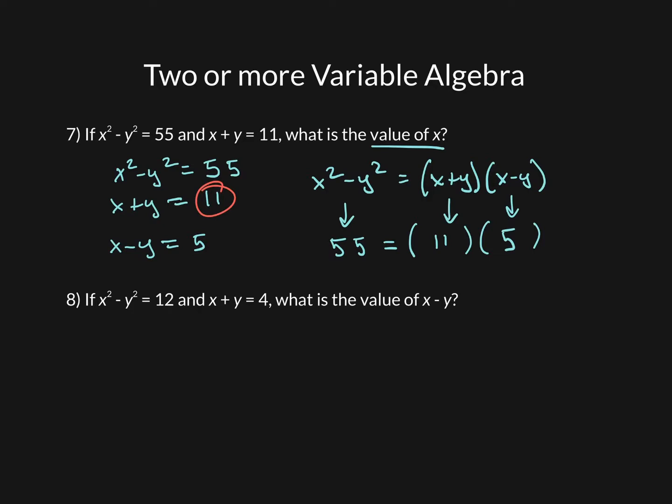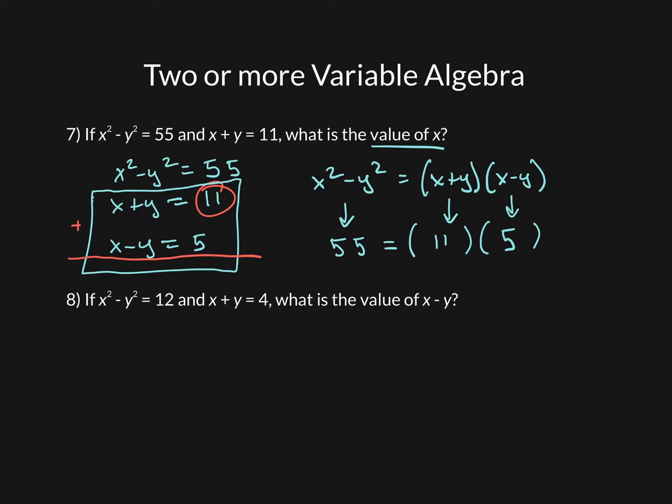Well, now if we have these two equations right here of x plus y equals 11 and x minus y equals 5, we can simply do substitution, elimination, whatever we choose. But in this case, I would do elimination. I would actually just add the two equations of x plus y equals 11 plus x minus y equals 5.